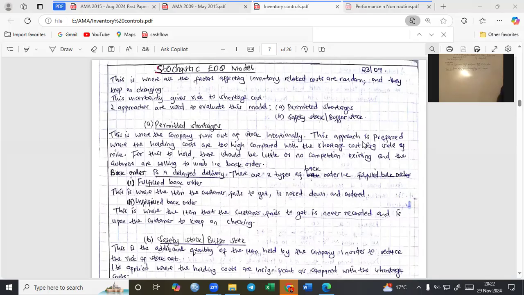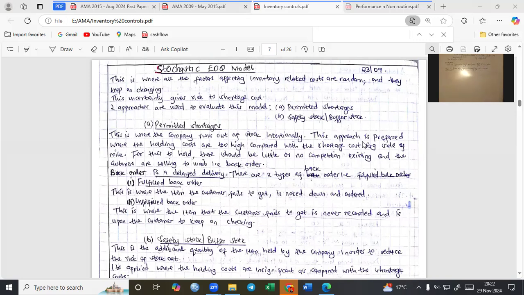Now, this uncertainty give rise of shortage cost. Now, I will show you how to compute shortage cost. How to compute shortage cost. Now, two approaches are used to evaluate the model. Number one, permitted shortage cost, and number two, the safety stock. The safety stock here, or the buffer stock. So safety stock is also called the buffer stock.